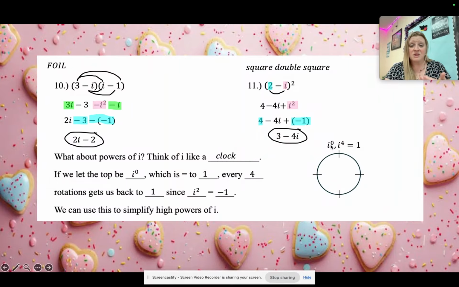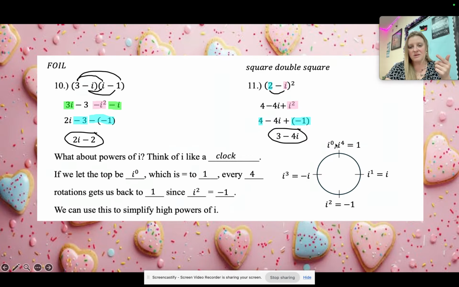All right, so if we started with i to the 0, then this one right here would be i to the 1. Anything to the 1 is just itself, so that's just i. And then i squared, we learned that that's -1. After that is i cubed. Well, i cubed would be an i squared with an i to the 1, because you would have 3 of them. So if you multiply i times -1, you get -i.